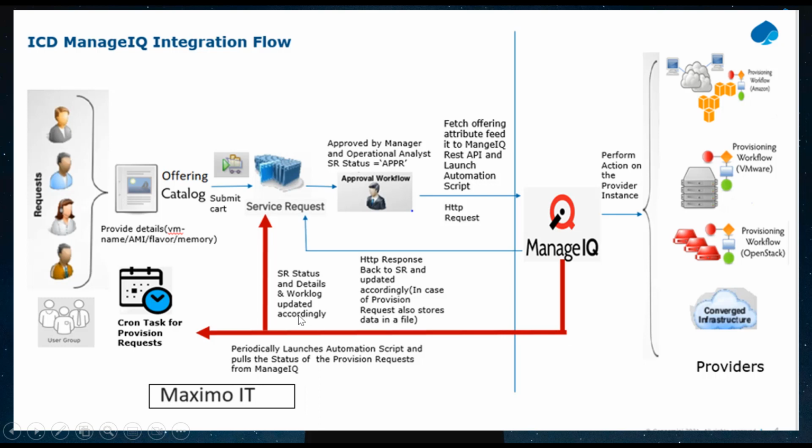Meanwhile, ManageIQ also passes on updates to the Maximo IT users, like what is happening and how far the request is. Once it has the approvals, for example the approval of the line manager, ManageIQ uses an HTTP response to send back the updated information on the SR. In the case of a provision request, it also stores data in a file. You can view these updates in the log section in Maximo IT, and in the SR status and details, work logs, etc.